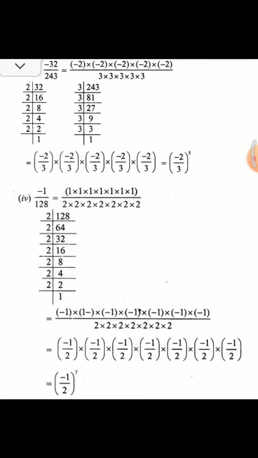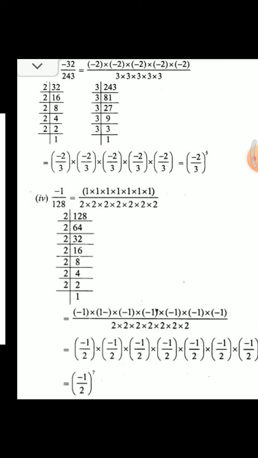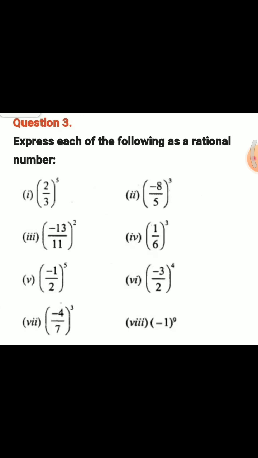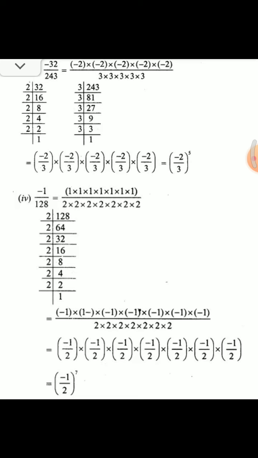Next, minus 1 by 128. Write all the factors of 128, so 7 times 2. Okay. So after that you write in a different form, means minus 1 by 2, as you write 7 times. After that you give the power: minus 1 by 2 is written here 1 time, and after that you count how many times it comes. So 7 times means you give power 7.